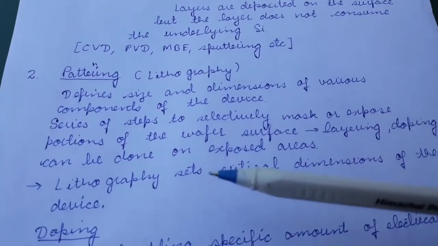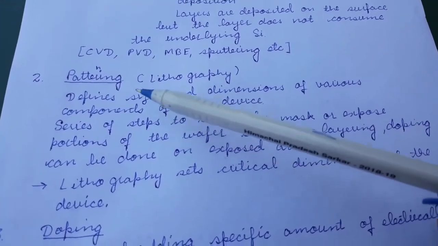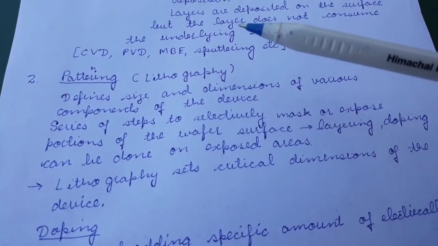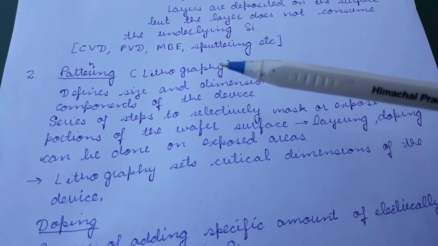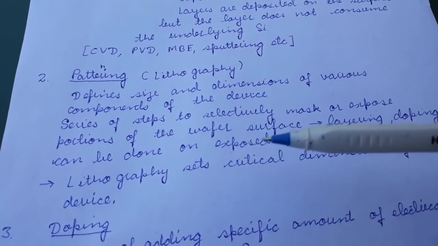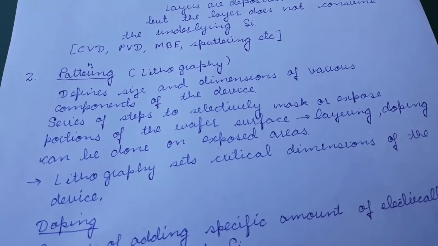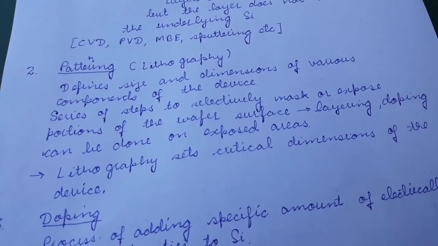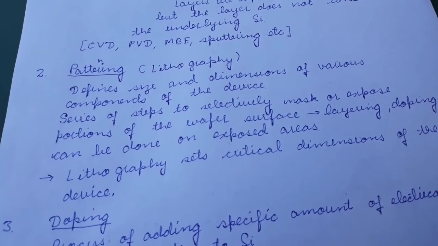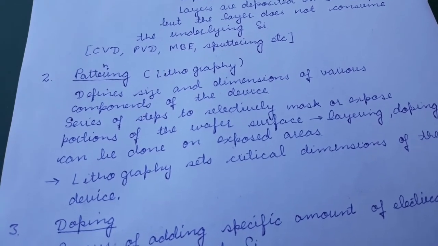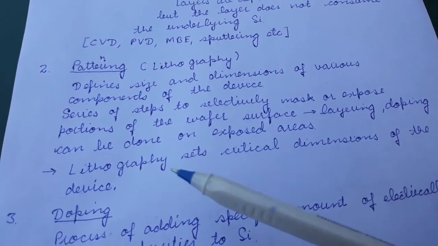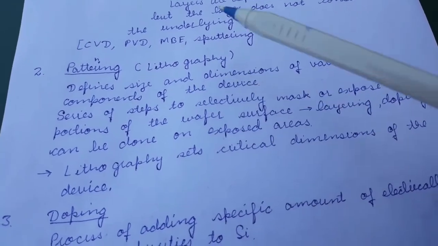The next step is lithography, also called patterning. This is the step which will tell you the minimum feature size that could be fabricated with a particular lithographic technique. If you are using e-beam lithography, then the feature size could be in nanometers. But if you are using photolithography, it will be around 100 nanometers or in micrometers. So the critical dimension of the device is actually set by lithography.